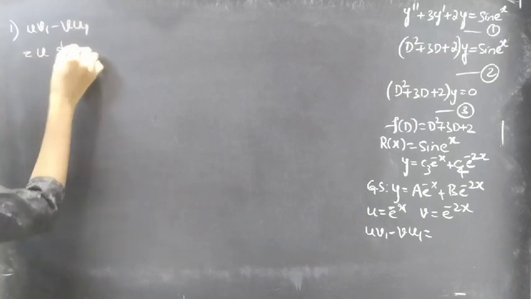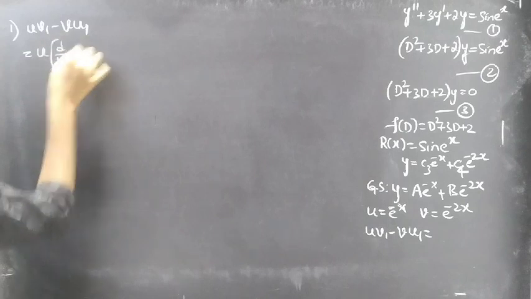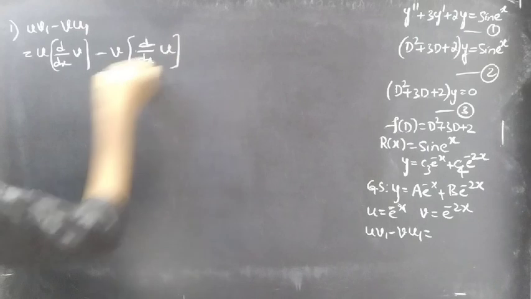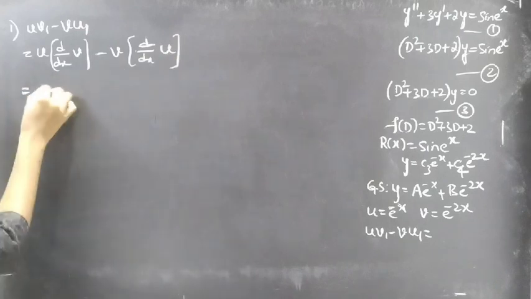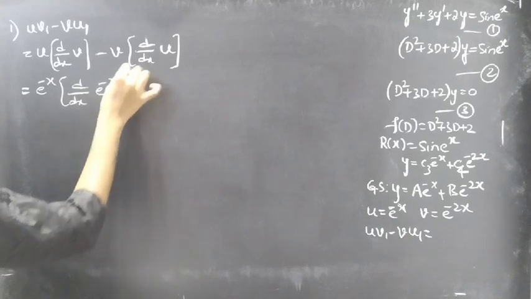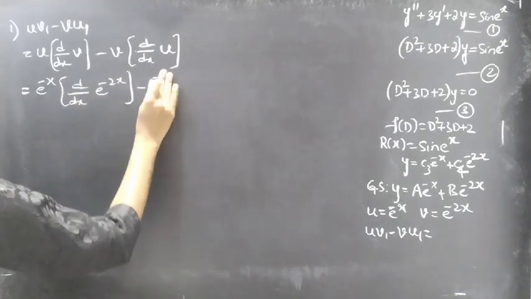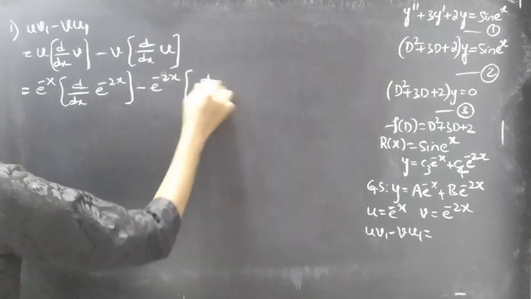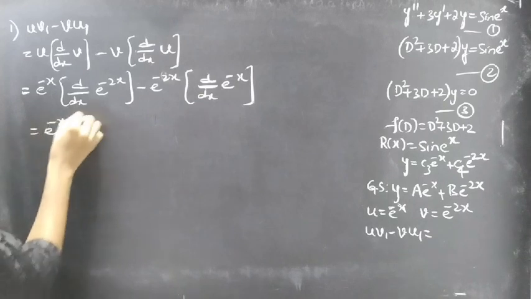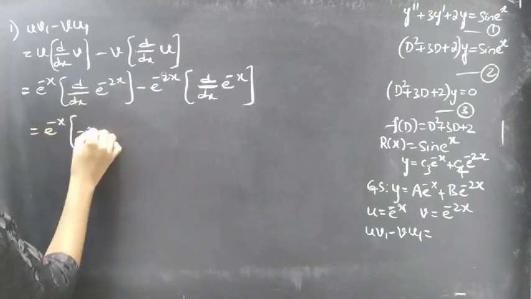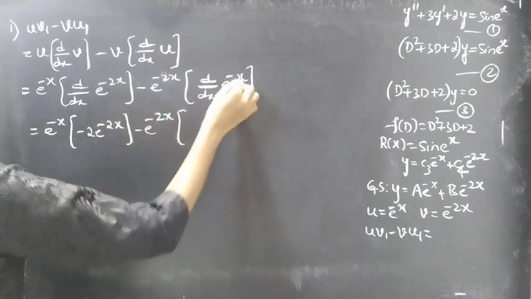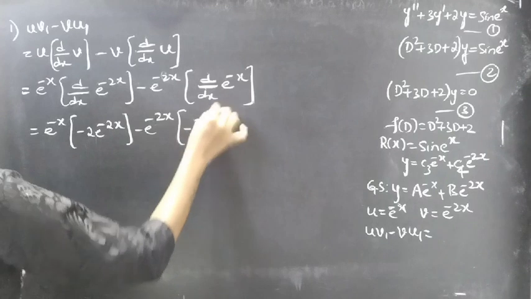v1 is nothing but the derivative of v with respect to x, and u1 is the derivative of u with respect to x. We have u and v, where u is e power minus x. So uv1 minus v1 u1 is e power minus x into d by dx of v, e power minus 2x, minus v into the derivative of u with respect to x. This gives us e power minus x into the derivative of e power minus 2x with respect to x, which is minus 2 e power minus 2x, minus e power minus 2x into the derivative of e power minus x with respect to x, which is minus e power minus x.